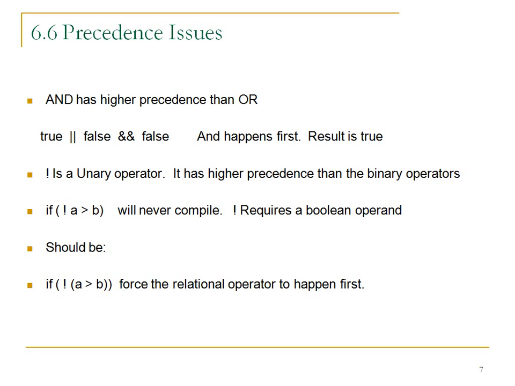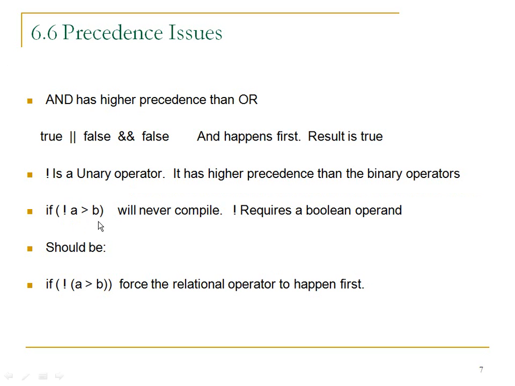Okay, let's look at the precedence issues with the not operator. Not is a unary operator. That means it has only one operand. It grabs onto what's on its right. And it has a higher precedence than the binary operators. That means operators with two operands. So look at this one. It looks pretty simple. If not A is greater than B.